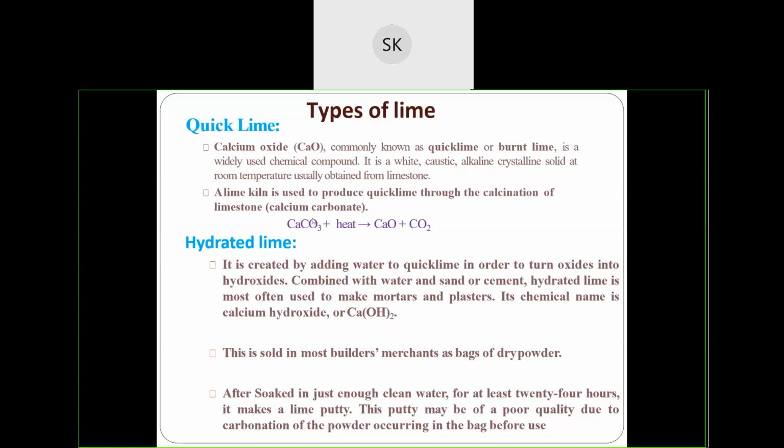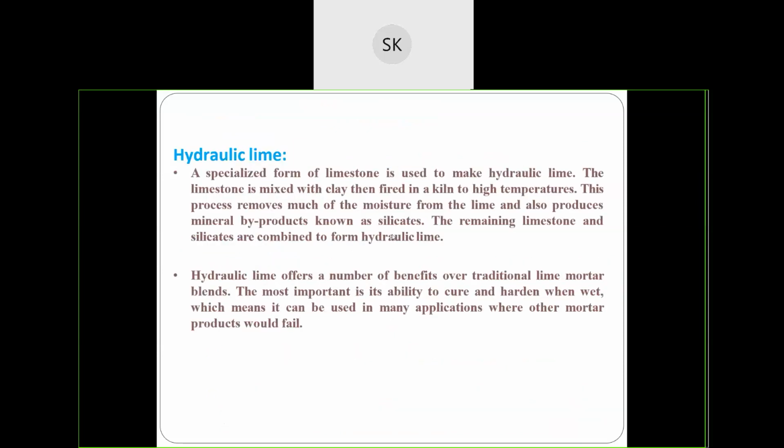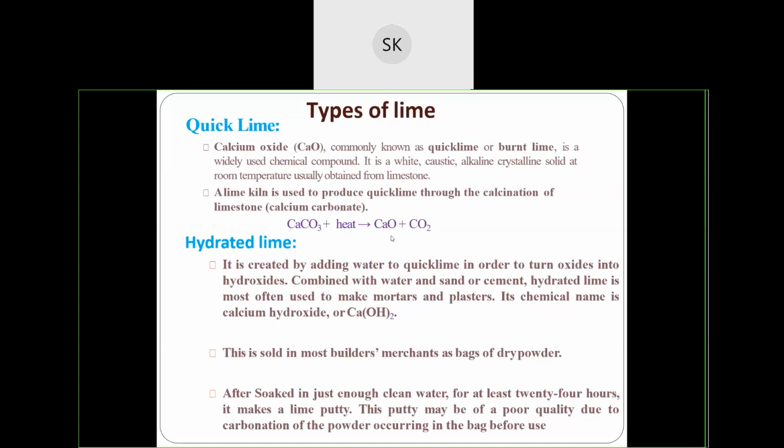So when you apply water to limestone, or sorry, calcium carbonate, there is heat generated and it will dissipate calcium oxide and carbon dioxide. This calcium oxide is your quick lime. Now hydrated lime is again created by adding water to quick lime. When you add water to calcium oxide, to turn the oxide into hydroxide, it will give you calcium hydroxide.